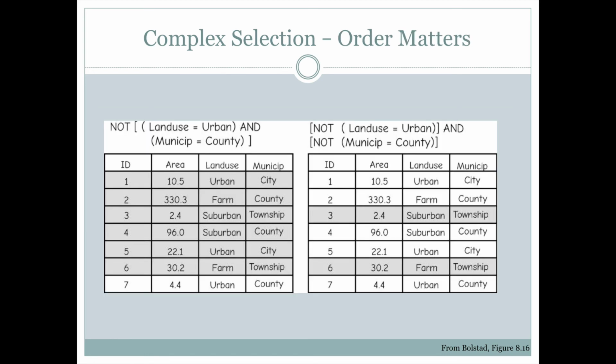Another important thing to remember is that the order of these different operators matters. In this example, you can see inside of these brackets we're looking for land use equals urban and municipality equals county. Once we find that, we're going to apply the NOT statement to everything that we've found. That's going to give us a much different set than if we say not land use equal to urban and not municipality equal to county. That's going to give us a completely different set of ones that are selected here, more in this case, and less in this case. But this is hard to predict. You really have to go through the logic in order to see which ones are going to be selected and which ones might result in a larger or a smaller set.